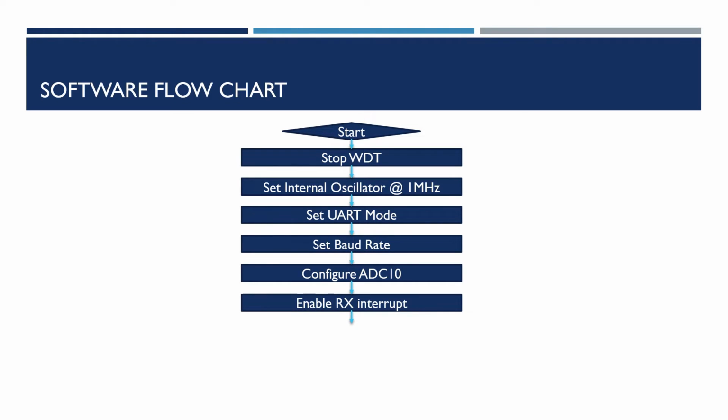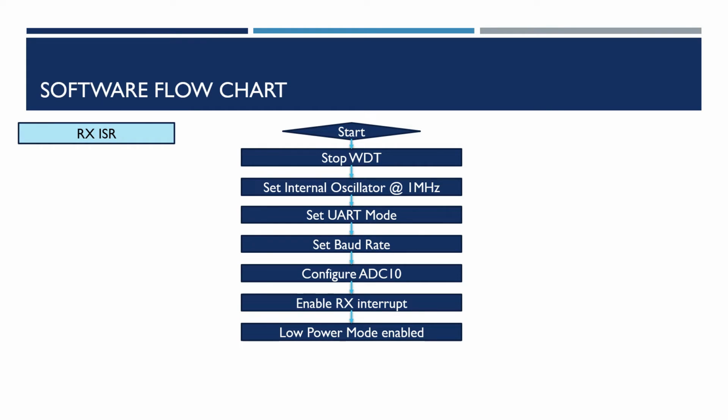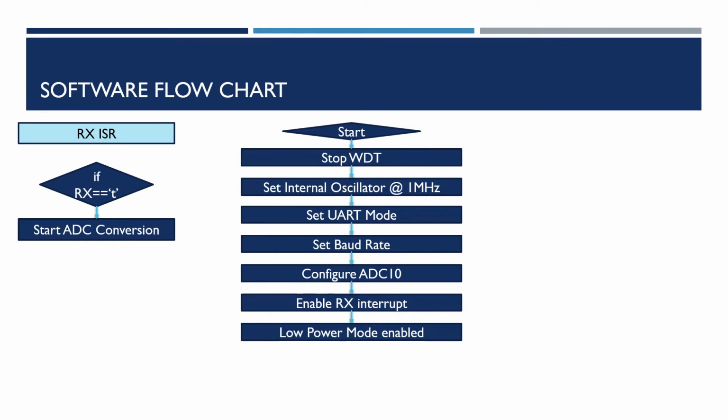Then the RX interrupt is enabled. Now what we are doing in this case is giving the temperature value on demand. So when we receive a particular character, in our case it will be T, then only in that case we'll display the temperature value. So we keep the RX interrupt enabled and then we enter the low power mode. Then once a character is received, the RXISR is called and it checks if this letter is equal to T. If it is, then it starts the ADC conversion.